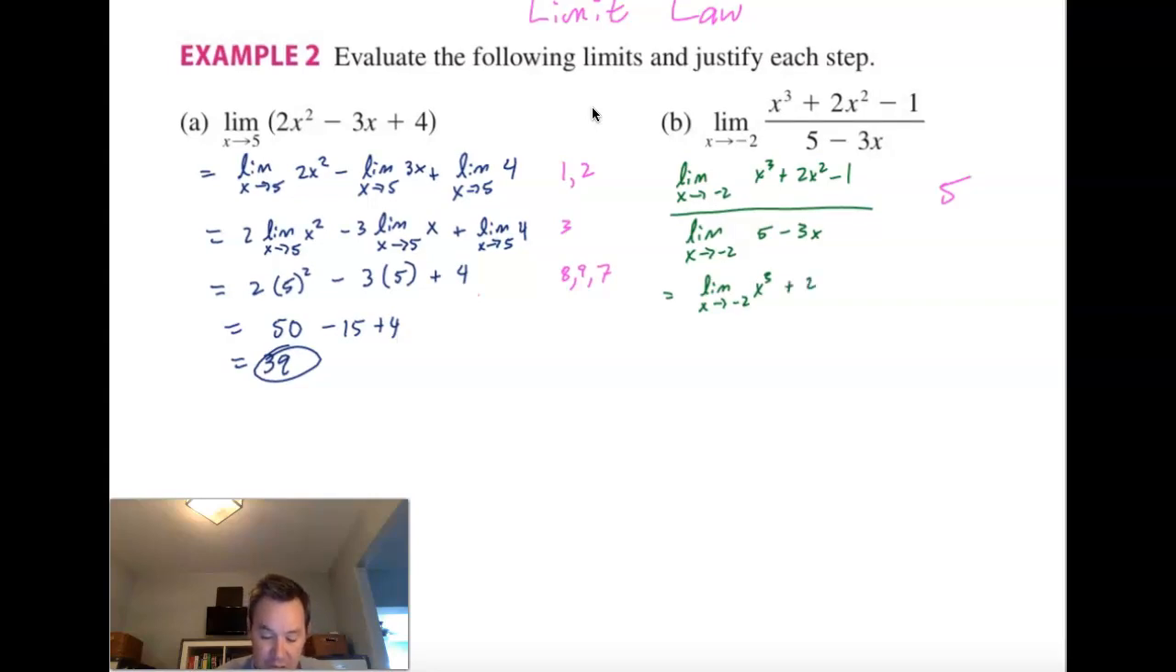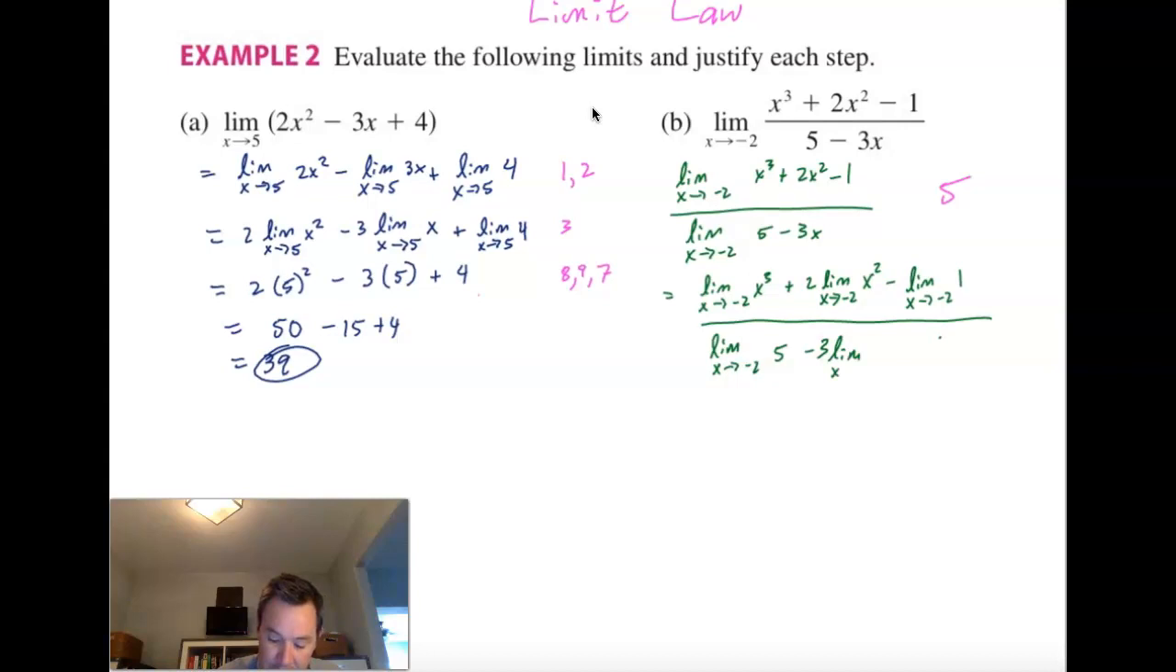plus, I'm going to do two steps at once, 2 times the limit as x approaches negative 2 of x squared, minus the limit as x approaches negative 2 of 1. All right, and that's all over the limit as x approaches negative 2 of 5, minus, I'm going to do two steps again, 3 times the limit as x approaches negative 2 of x.